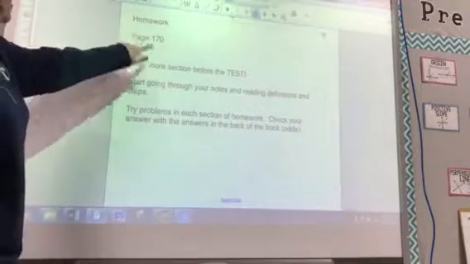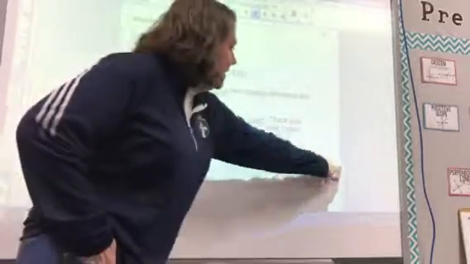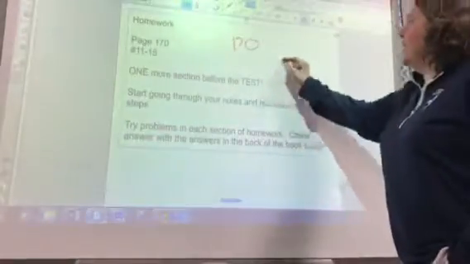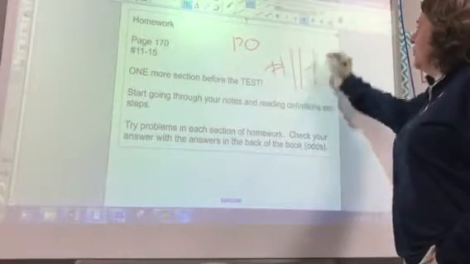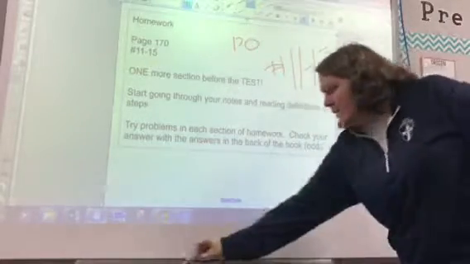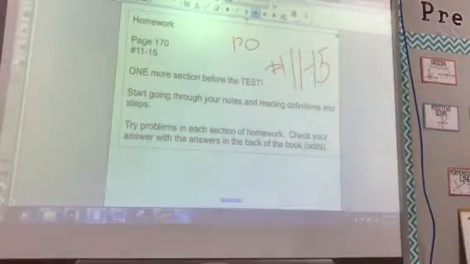Your homework, page 170, it's really small. Page 170, numbers 11 through 15. You will need graph paper. You know where it's located.